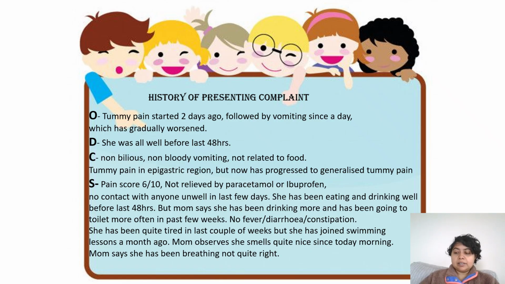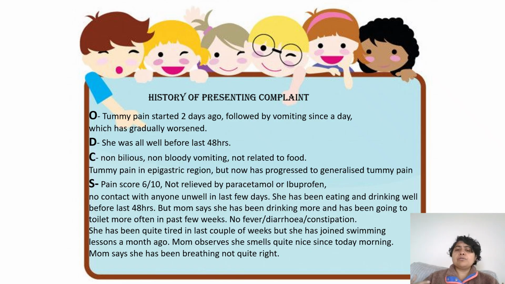And she's not able to localize it anywhere specific. Right, and then comes your severity and any other associated symptoms. So that's your S. She says a pain score of 6, between 1 to 10, with 1 being the lowest and 10 being the worst pain. She says it is not relieved by rest. It is not relieved by paracetamol or brufen she has tried at home.